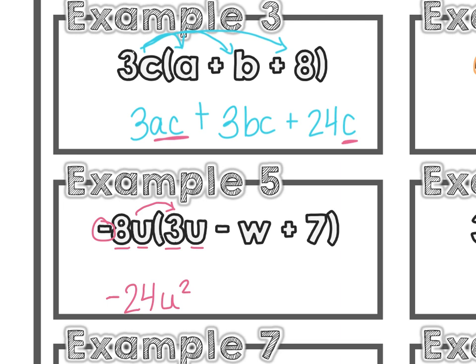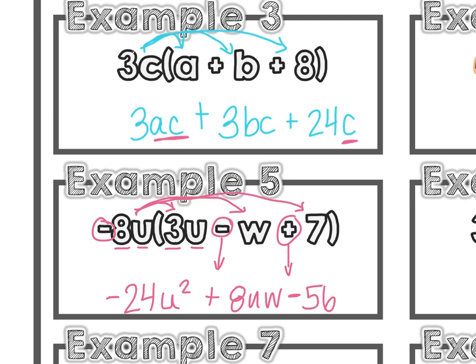And because we're multiplying by a negative, this sign now becomes an addition sign. And then 8u times w is going to be 8uw. And then we're multiplying by a negative, so this plus sign becomes a subtraction sign. And we're multiplying 8u times 7. 8 times 7 is 56. And there's no variable, so it's just u.